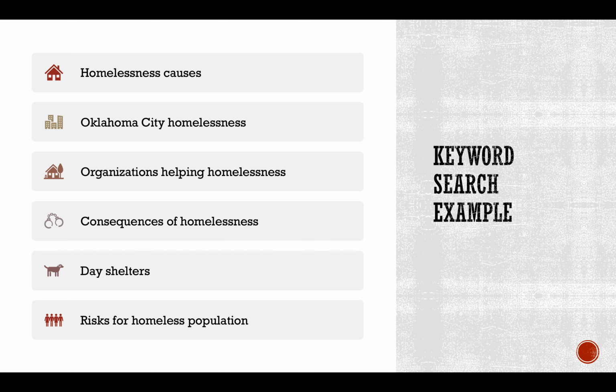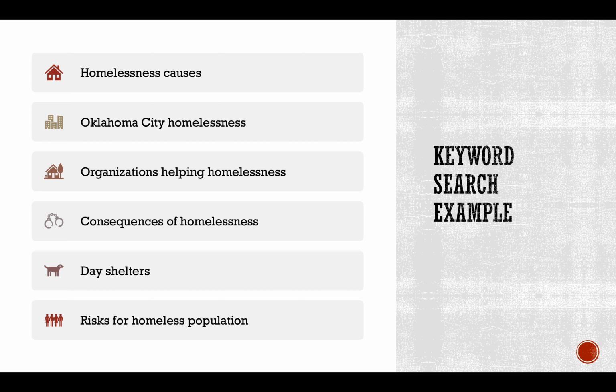All right, and then a keyword search example. As you're looking, you can actually go to OU Libraries. That's where I found some of my articles. They have the OU Daily articles on there that could be helpful for local organizations, and just articles from anywhere. So a sample that I used, I went into the OU Libraries and I did homelessness causes, Oklahoma City homelessness, and organizations helping homelessness. I never do all of these, right?